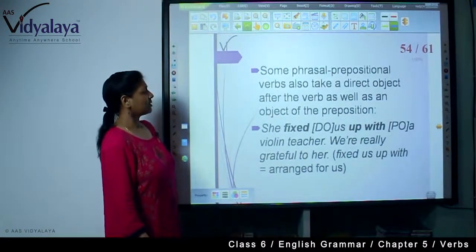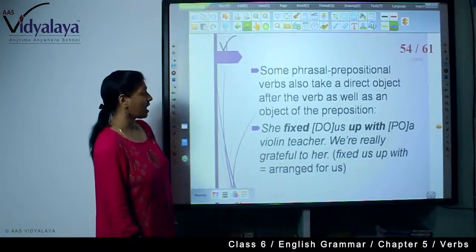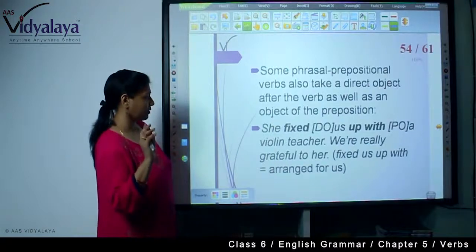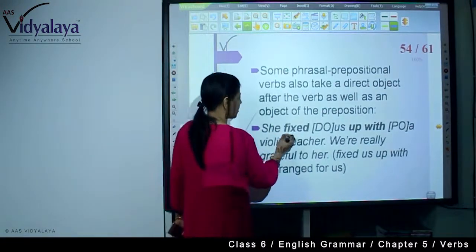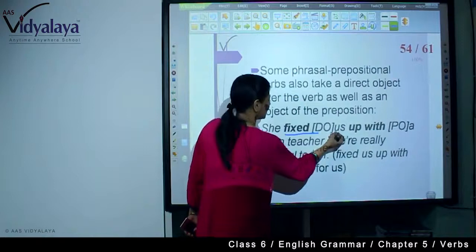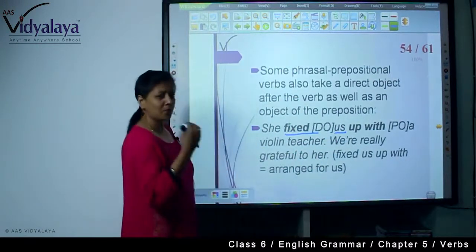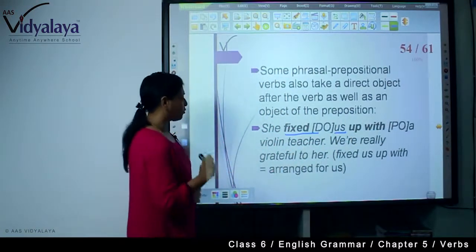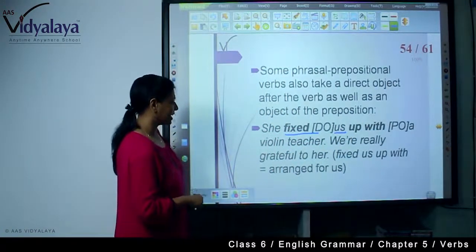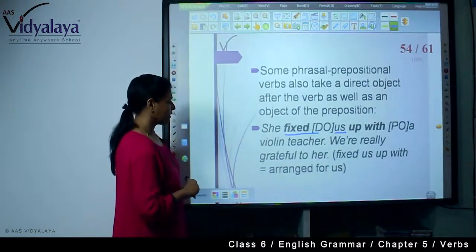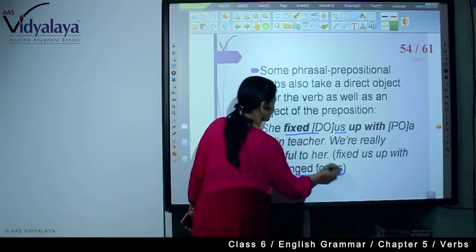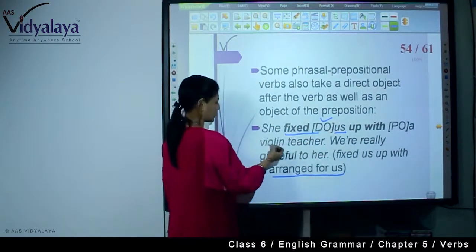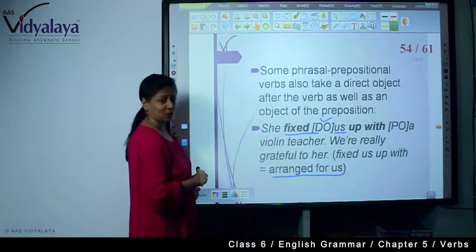Some phrasal prepositional verbs also take a direct object after the verb as well as an object of the preposition. For example, she fixed us up with a violin teacher. Fixed whom? Us, that is the direct object. Up with is the preposition, and a violin teacher is the object of the preposition. We are really grateful to her. Fixed us up with means arranged for us. So this is the direct object, this is the preposition, and this is the indirect object, violin teacher.